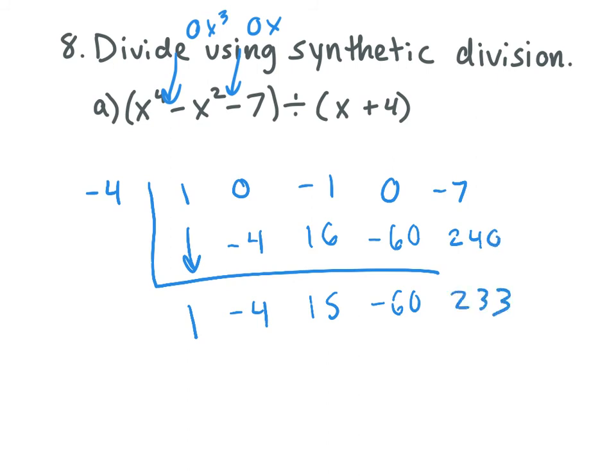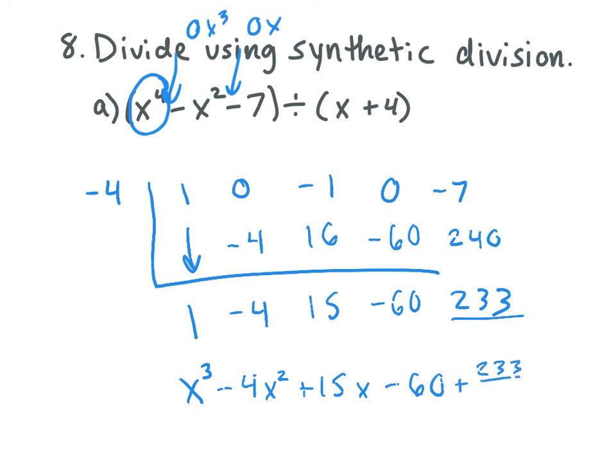How do we write our answer? Perfect. Since we started with x to the 4th, we start with x cubed. Our coefficient's 1, so we don't have to write it. What comes next? Negative 4x squared plus 15x minus 60 plus 233 over x plus 4. So remember, this last thing is your remainder. So you have to write it as a fraction.